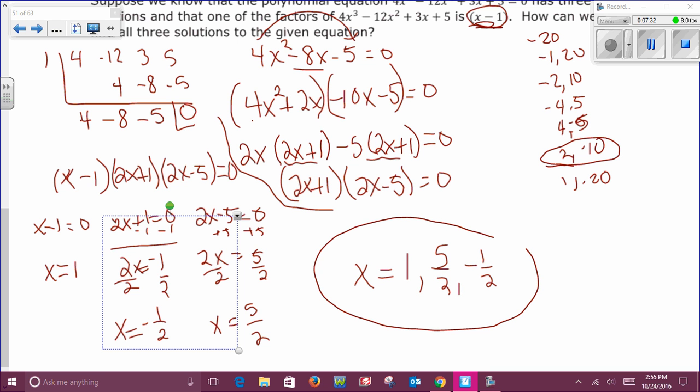So these are my 3 solutions. We talk about zeros, we talk about roots, we talk about solutions. All 3 of those words mean exactly the same thing.